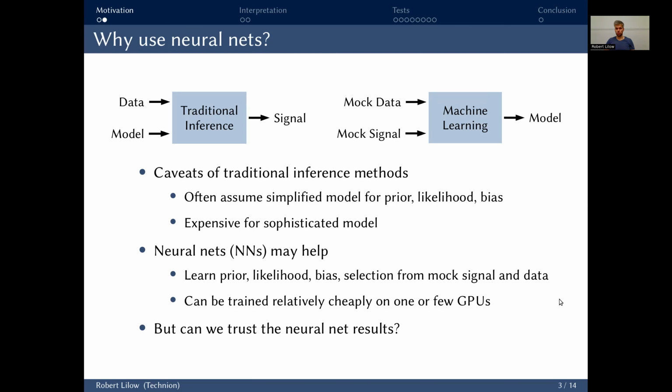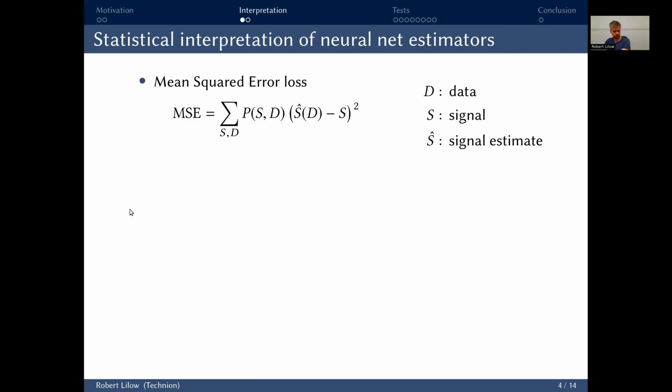But of course, the big question is always, can we actually trust the results of a neural net? While I can't answer this question comprehensively, I at least want to describe some insight, some interpretation of what a neural network does that helps build confidence in the results. What I'm going to show now is essentially textbook knowledge from a machine learning point of view, but I guess it's not widely enough known in our community, so it's worth pointing out.